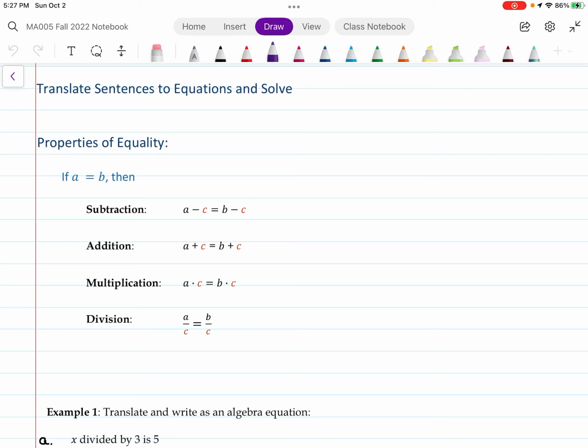the properties of equality. If we start out with A equals B, whatever's on the left side equals the right side, then if we subtract something from it, it will still be equal. If we add something to it, it will still be equal. Multiply something to it, it will still be equal. Divide from it, it will still be equal, as long as the thing we do on both sides is the same. So that is the property of equality that we use so much in algebra.